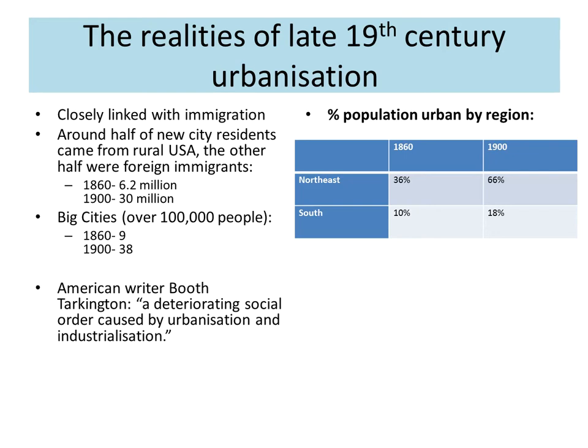Now, in big cities, cities over 100,000 people grow dramatically. In 1860, only 9 cities can claim to have 100,000 people. By 1900, 38 American cities. The American writer Booth Tarkington will talk about a deteriorating social order caused by urbanization and industrialization, and I guess we're going to establish whether or not that is true.